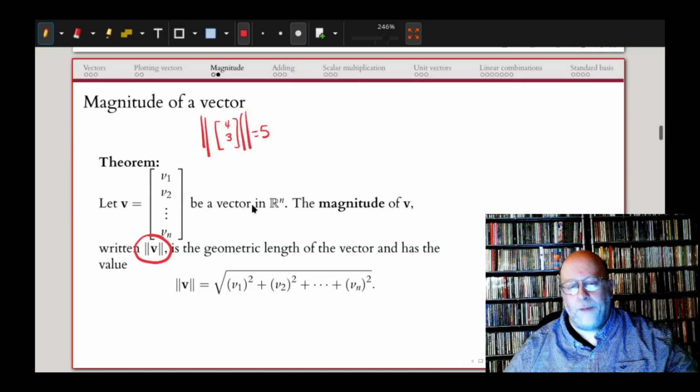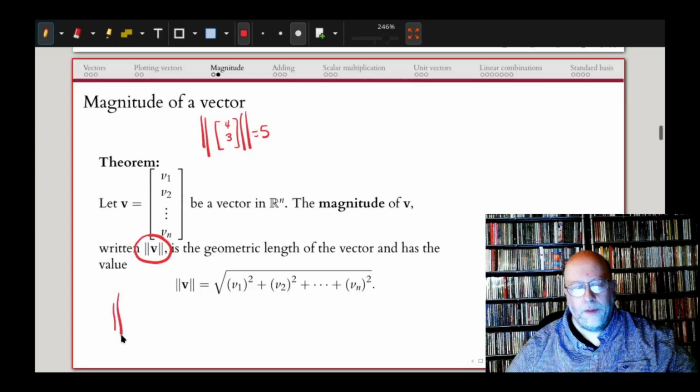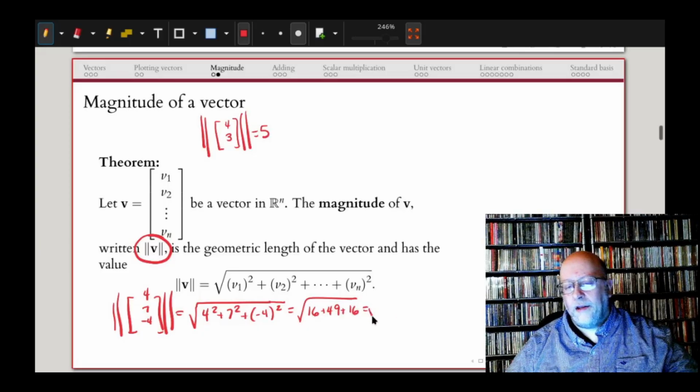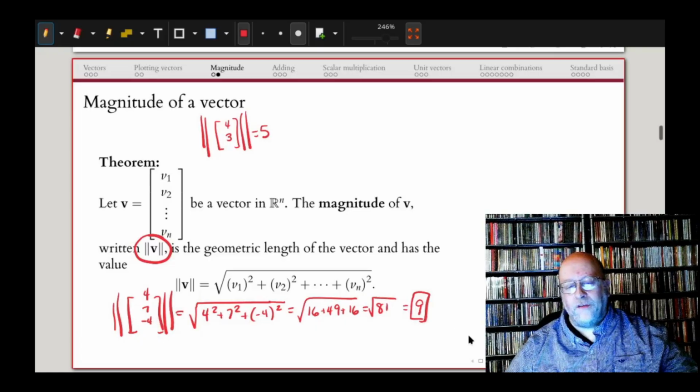But we could do another example here. Let's find the magnitude of the vector 4, 7, negative 4. That would be the square root of 4 squared plus 7 squared plus negative 4 squared. And that's the square root of 16 plus 49 plus 16. And those add up to 81. The square root of 81 turns out to be 9. And so the magnitude of this vector is 9.